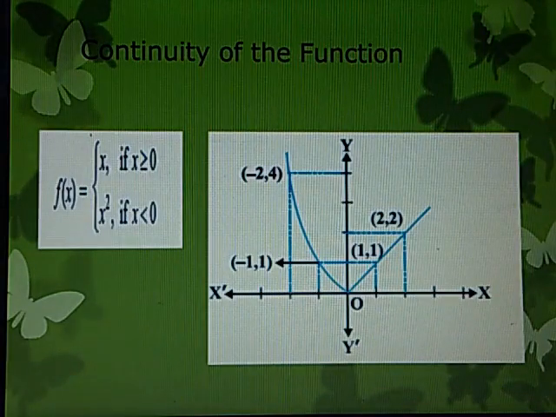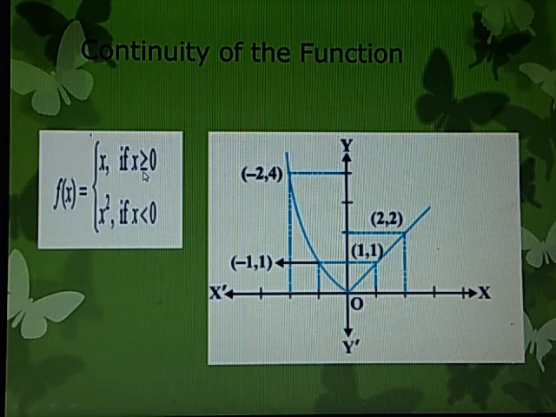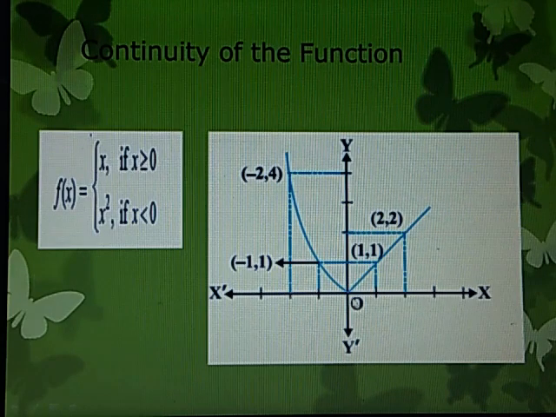These are some examples from where you can well understand the continuity of a function. See here, function f(x) is defined in two ways. Firstly, it is defined as x if x is greater than or equal to 0. So when x is 0, f(x) is x. When it is greater than 0, then also f(x) is x. So this comes out to be an identity function. Whatever x will be, same will be the value of f(x), or the value of y.